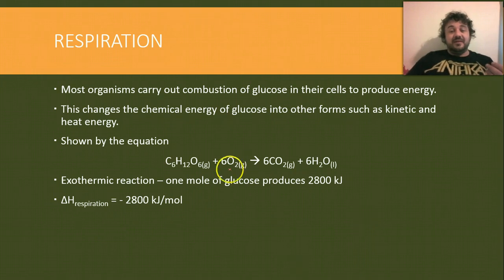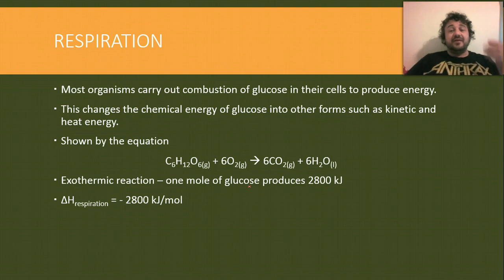Again, this should be aqueous. I don't know what happened when I made this. C6H12O6, that's glucose, plus 6 oxygens, gives you carbon dioxide and H2O. This is the carbon dioxide we breathe out. It doesn't come from the air and then straight back out. It comes from our cells, it gets transported around our blood, and pumped out through our lungs.